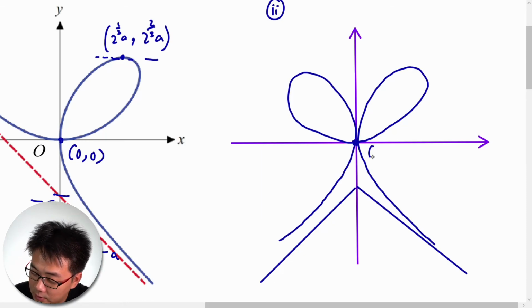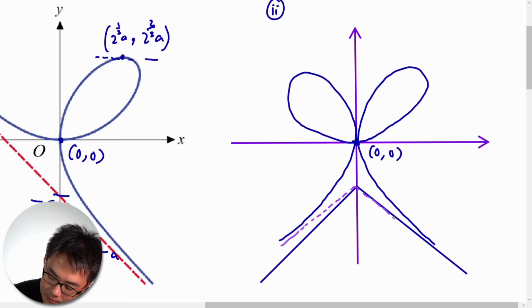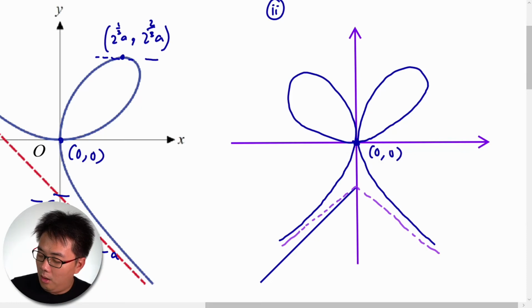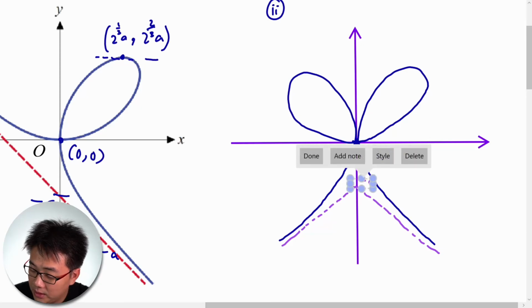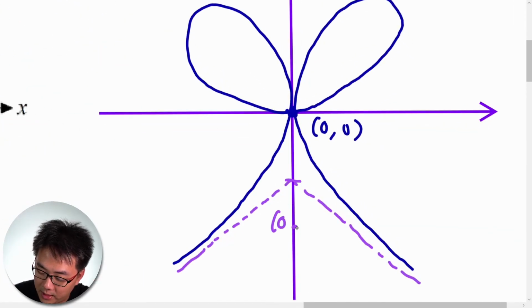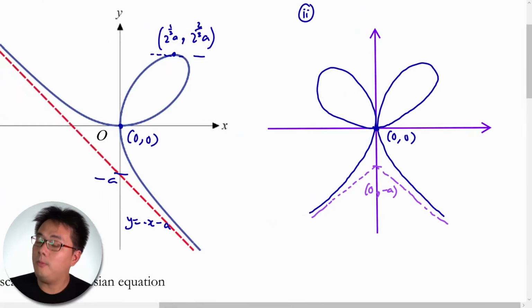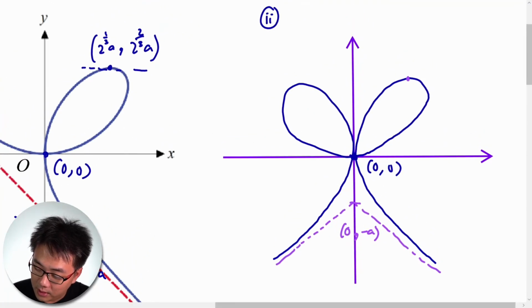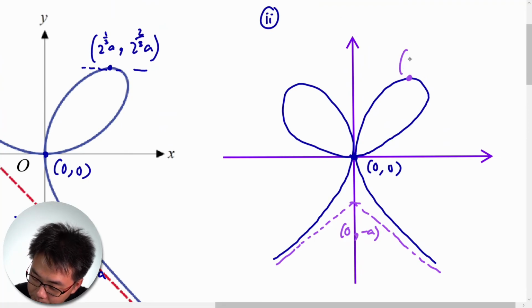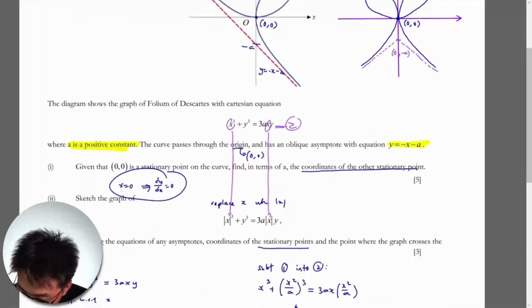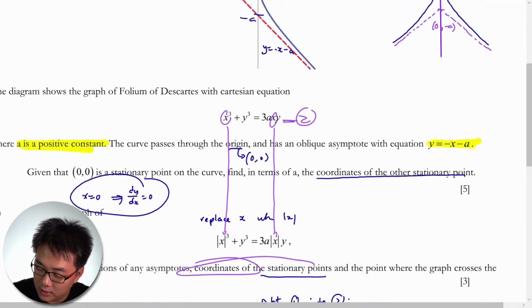Now take note of a few things. So this is 0, 0. This will be your asymptote. Like that. So this part here will be minus a. Usually they say coordinates of the asymptote, so just draw 0, negative a. Everything is just coordinates, okay? Just don't give them a chance to penalize you by using the maximum point. They want the coordinates.